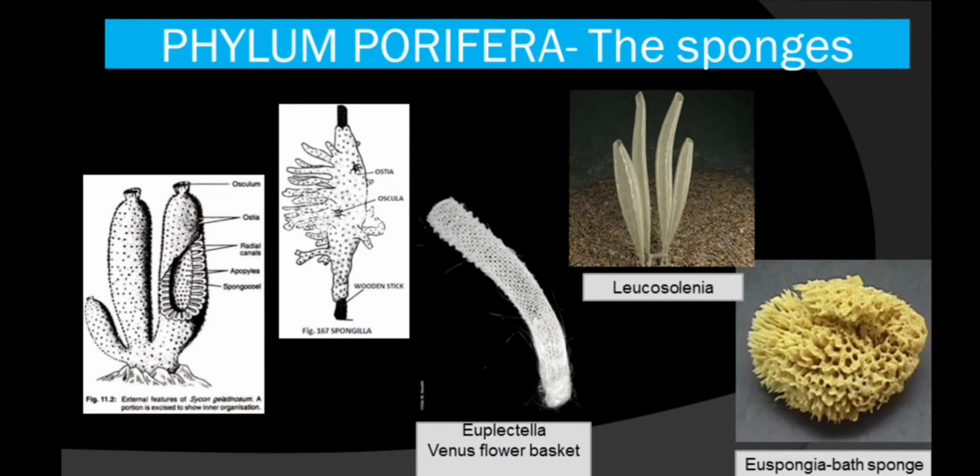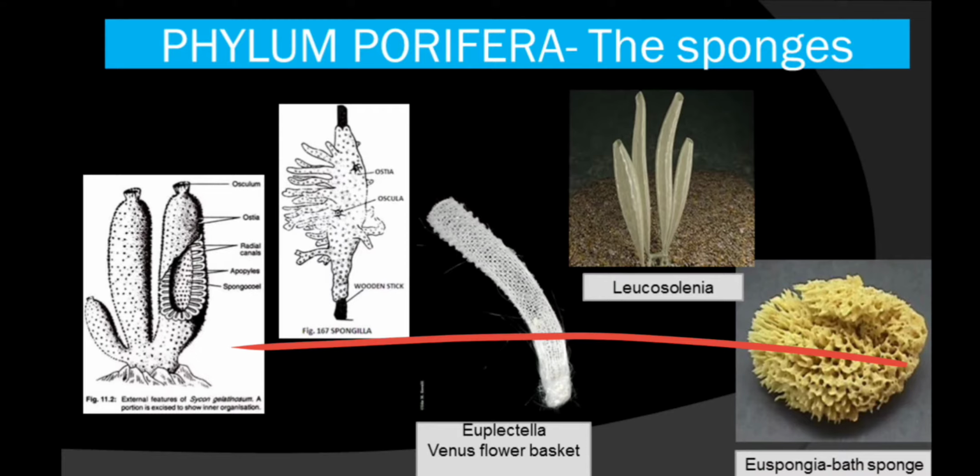Here are some of the members of the phylum Porifera. So this one is Sycon, and this one is Spongilla. Spongilla is a freshwater sponge, whereas Euplectella is known as Venus flower basket. Leucosolenia, and Euspongia is a bath sponge. So these all are the members of the phylum Porifera.